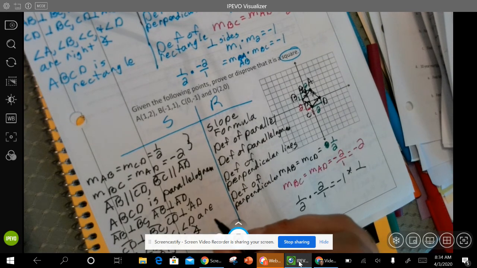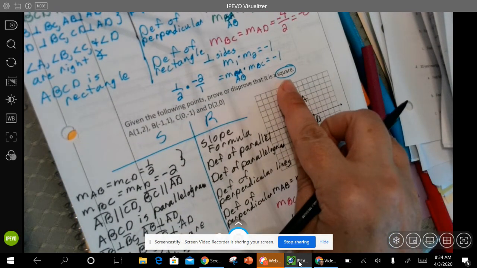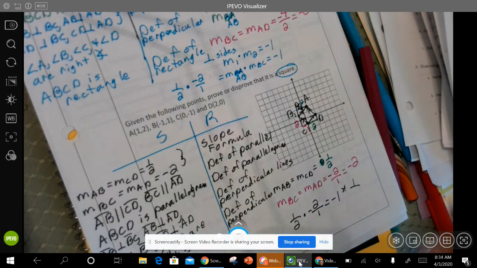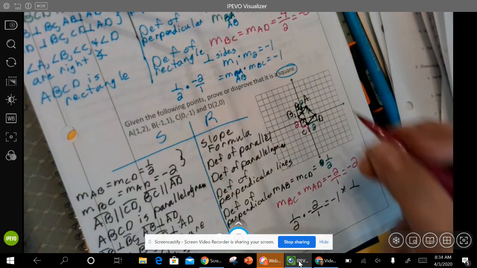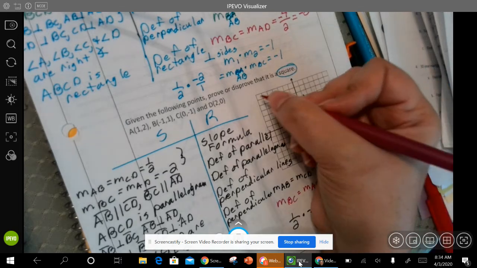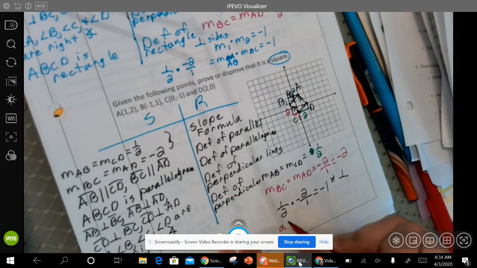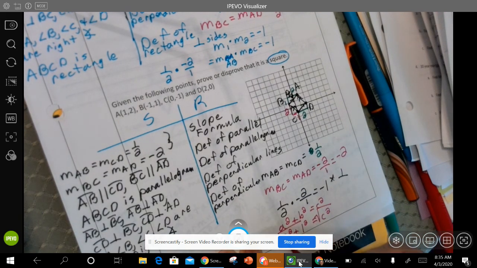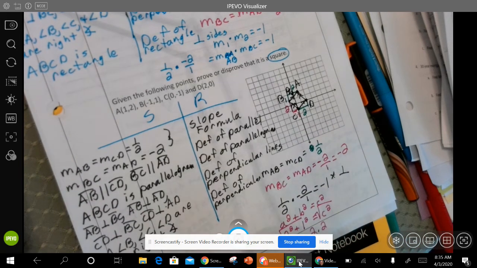Okay, so we need to prove that it's a square, so it means we need to prove that the sides are congruent. So we know that all the sides are 2 by 1, so I'm going to use Pythagorean theorem. Okay, so we're going to go 2 squared plus 1 squared is equal to c squared. Take the square root of each side. So we're going to get square root of 5. 4 plus 1 is 5. Okay, which is approximately 2 2/10.